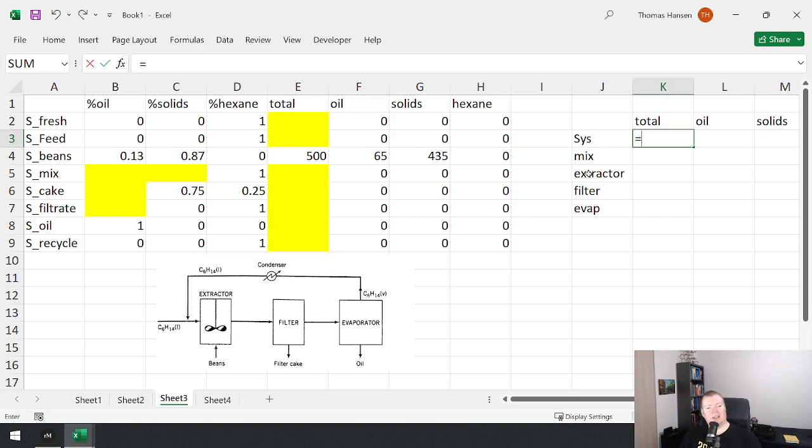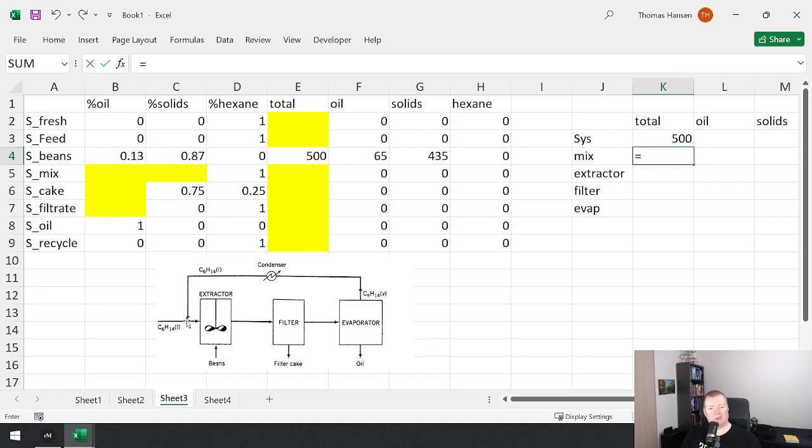Total. Let's look here. I have one stream entering, that's my fresh hexane. I have beans entering, so where's my bean stream? That's there. And what streams do I have that are exiting? I have two streams. I have my filter cake, that's the cake stream, and I have my oil stream. Those two should exit my system. That's the balance for the entire system.